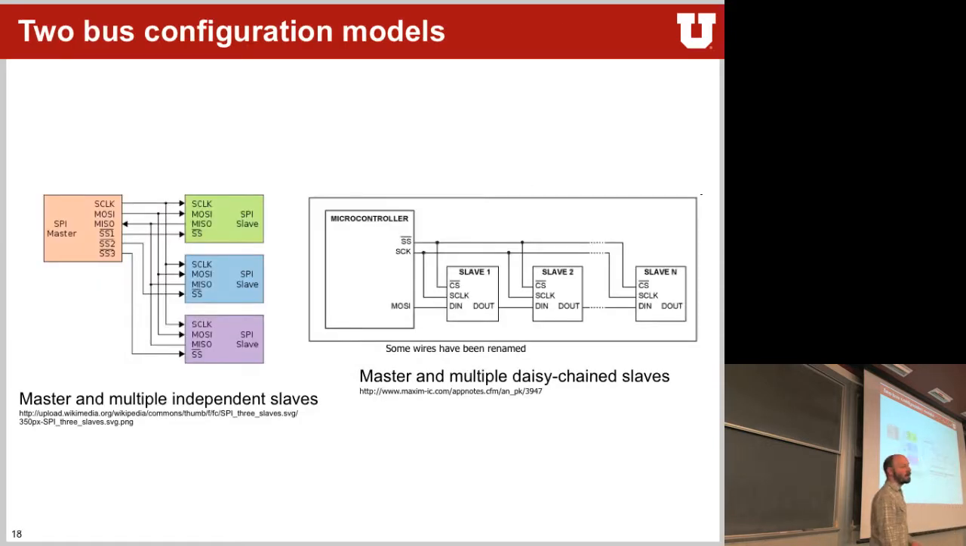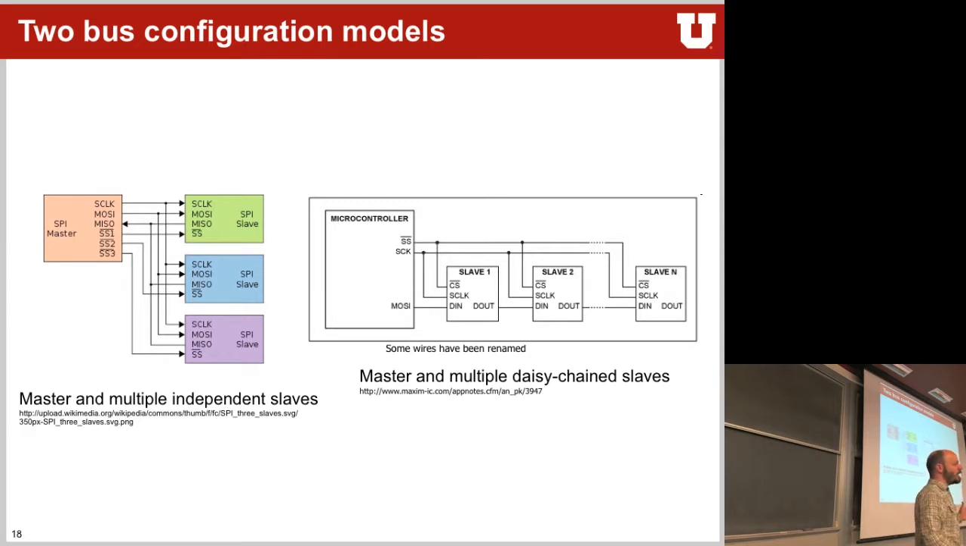Okay, architectures. There are two main configurations that you can have. On the left-hand side is the very typical architecture where you have one master node and multiple slaves. They all share the clock line. As you can see, the clock line is distributed to each and every one of them. The MOSI line gets distributed, the MISO line gets distributed to everybody, and then you have a chip select line for each one of these nodes.